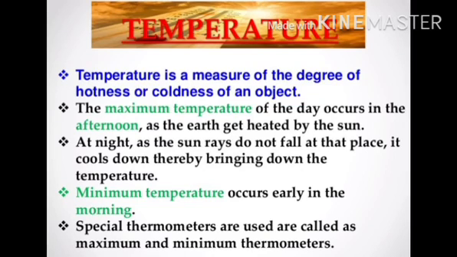Now the temperature. Temperature is a measure of the degree of hotness and coldness of an object. The maximum temperature of the day occurs in the afternoon as the earth gets heated by the sun. At night, as the sun rays do not fall at that place, it cools down, therefore bringing down the temperature. Minimum temperature occurs early in the morning. Especially a special thermometer is used, called the maximum and minimum thermometer.